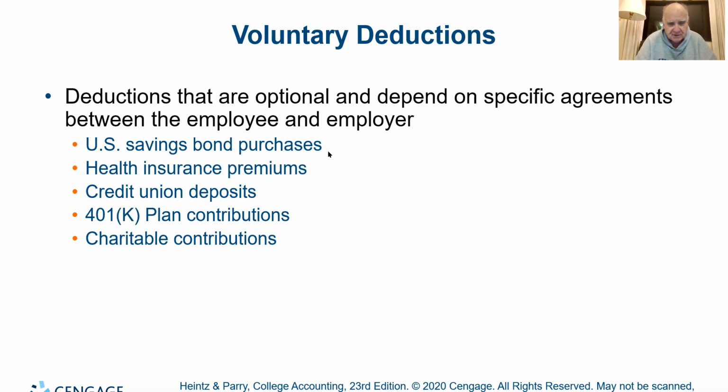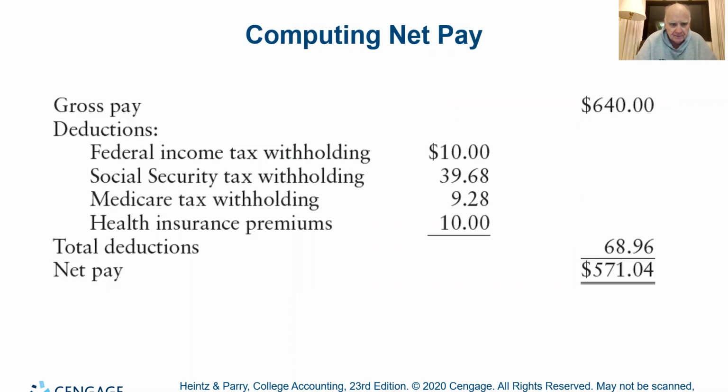You hear your parents say, "Oh, well, I'm putting away $5 a month in savings bonds, government bonds." Health insurance, credit unions are a great thing. 401k, very nice benefit. And charitable contributions. A lot of companies hook up with a charity, maybe United Way, and you have a choice if you want to donate $2 a week or something.